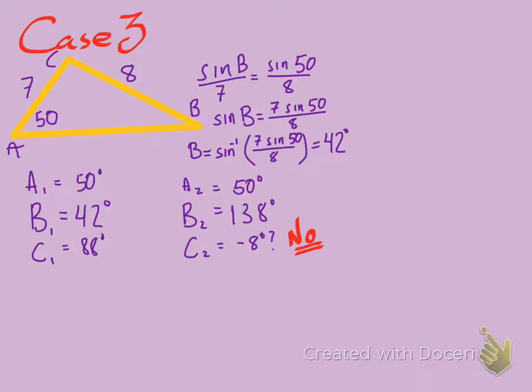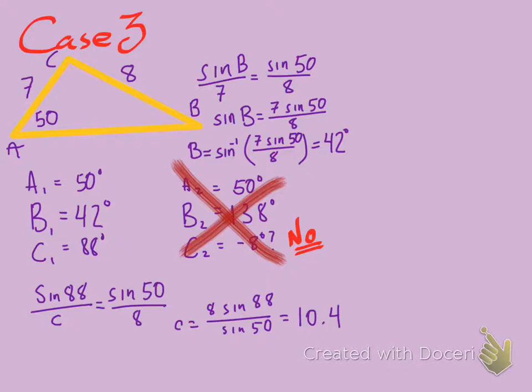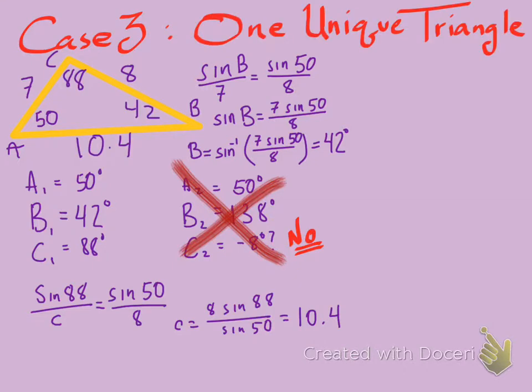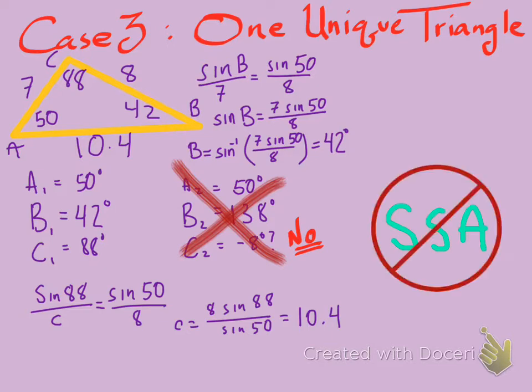So that means that in this case we can eliminate that, and we can proceed with our one unique triangle to find the measure of side C. We work out the law of sines one more time, and we get 10.4, and so this is where we have just one unique triangle. So that's the three possible situations that can occur when you are given side angle information about a triangle. Just be aware of that, and you might just say that side angle is bad.